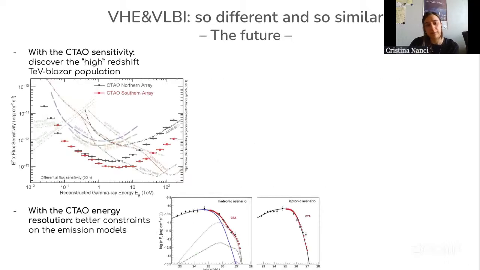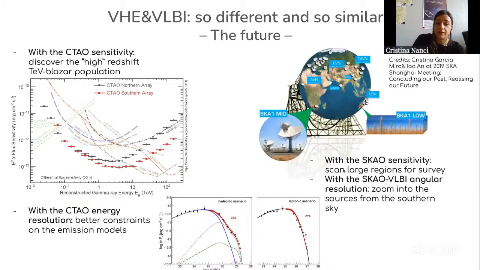And all this will be boosted by the CTA sensitivity and energy resolution that will allow us to constrain the high energy part of the spectrum and to distinguish between hadronic and leptonic scenarios. We will have the SKA sensitivity, and the SKA plus VLBI angular resolution, that will allow us to study these sources at low frequency, even in the southern sky.